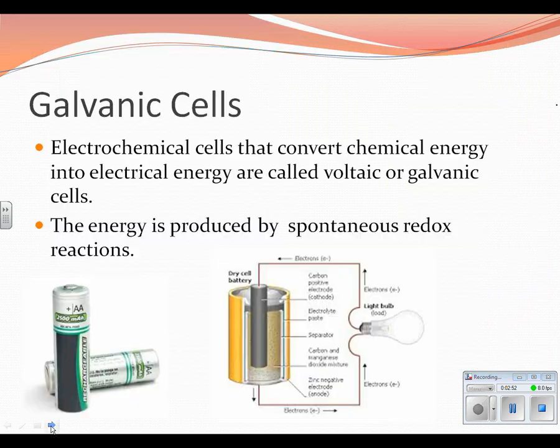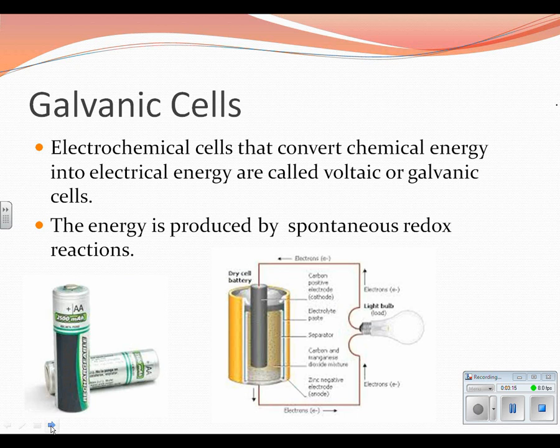Okay? So let's talk just about galvanic cells. An electrochemical cell that can convert chemical energy into electrical energy is called a voltaic or galvanic cell. These are the batteries that we use every single day. Now, the energy is produced by a spontaneous redox reaction.